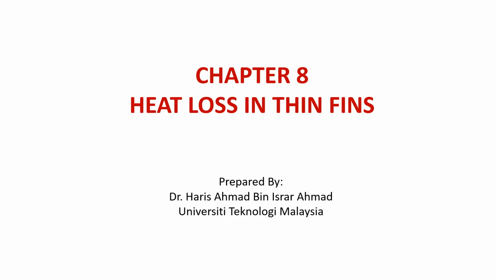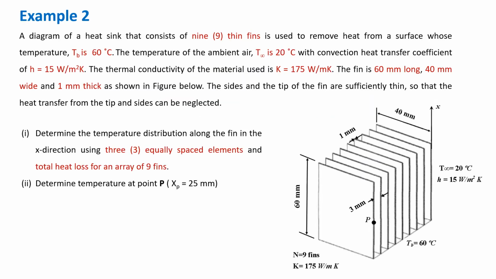In this video, we're going to discuss two more examples. Let's discuss the second example: a diagram of a heat sink that consists of 9 thin fins is used to remove heat from a surface whose temperature is equal to 60 degrees Celsius. So the temperature at the base of this fin is 60 degrees Celsius.